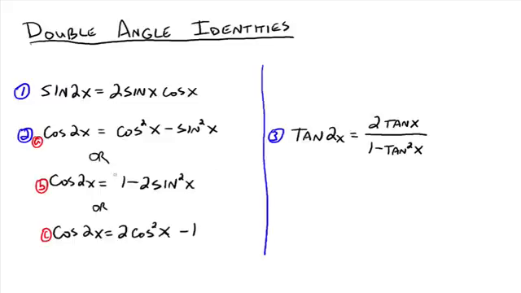In fact, for the cosine 2x one, I encourage you just to remember the first one, because from the first one up here, you can always derive the other two fairly quickly. But again, if you want to memorize all three, that's your call. But we need to know the sine of 2x and the cosine of 2x identities. So here's an example.